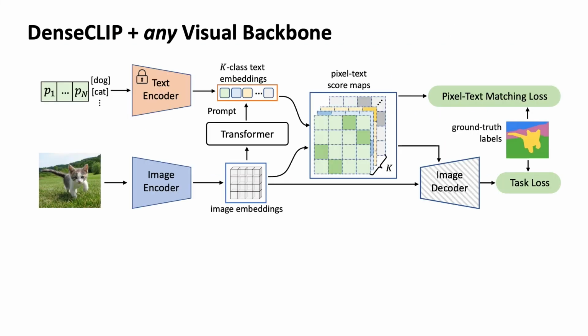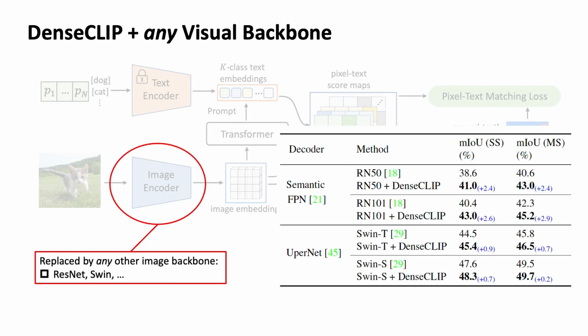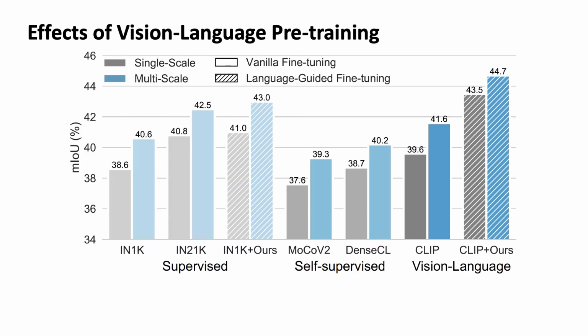Another interesting usage of our DenseCLIP is that it can be applied to any visual backbone. We can simply replace the image encoder in our pipeline with any other backbone. The results show that DenseCLIP can consistently boost the performance of both ResNet and Swin Transformer, two representative architectures. Finally, we compare the results of different pre-training and fine-tuning strategies on the semantic segmentation task. We show that equipped with DenseCLIP, large-scale vision-language pre-training can substantially improve the dense prediction performance over the commonly used ImageNet pre-training.